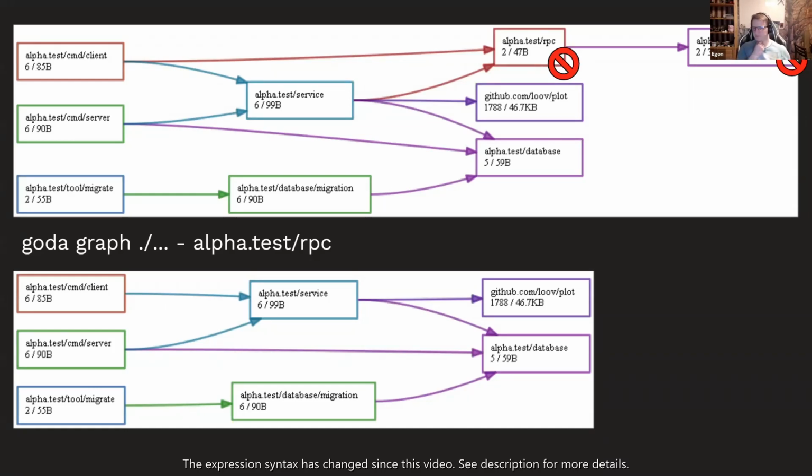Right. I have a short question regarding the sizes of the packages. You have some sizes like 6 slash 99 bytes. What does the 6 in front of a size mean? I think by default, that's the number of lines. Okay. But you can customize that as well. That comes later. There's a bunch of stats you can actually visualize.